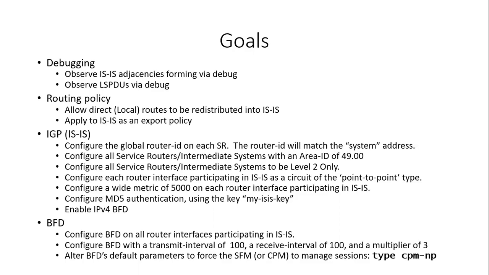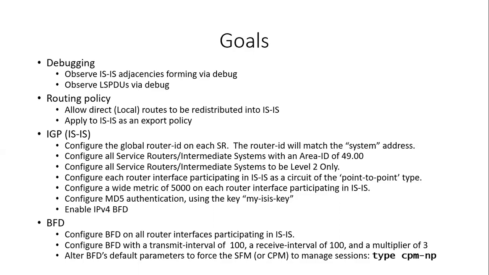And our goals for ISIS: configure the global router ID on each SR. The router ID will match the system address. So this is just going to be an easy way for all the protocols for this router to be identified within specific protocols. Configure all service routers or intermediate systems with an area ID of 49.00.